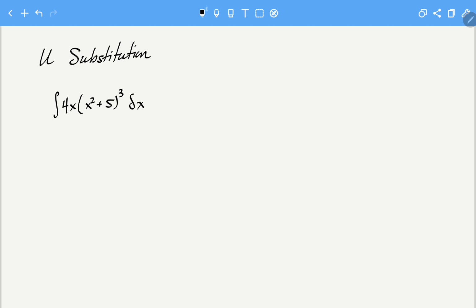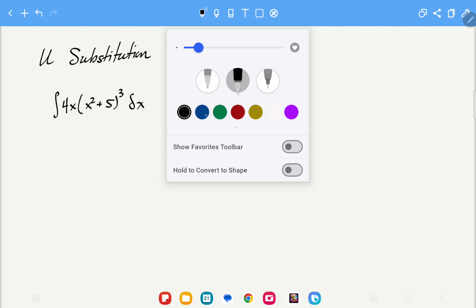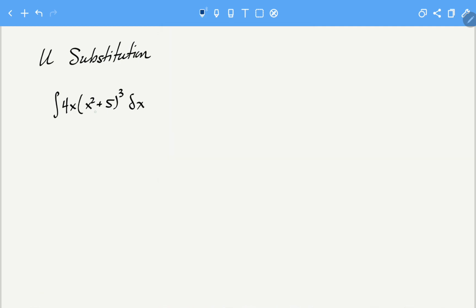So what we're going to do is take the ugly part and replace it with our U substitution. Let's walk through what that looks like. Here's my ugly part. Let's get rid of that, and we're going to replace that just with the letter U. Honestly, you can pick any variable you want, just so many of them are already taken. So U equals x squared plus 5.